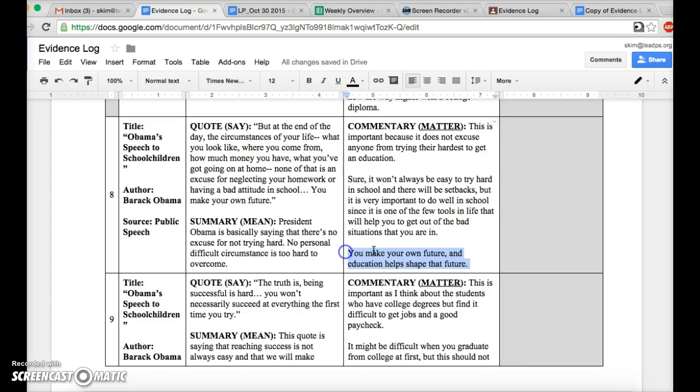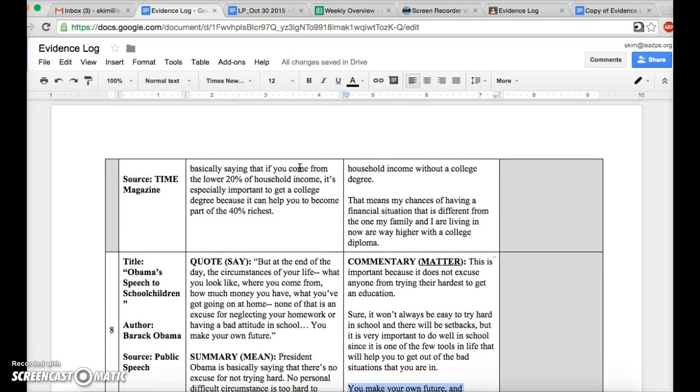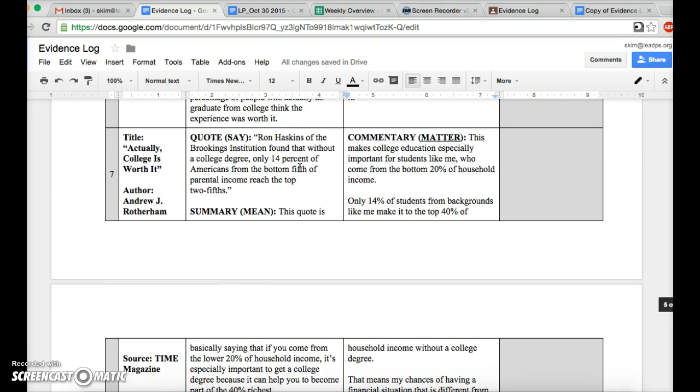So this person has come to a larger conclusion from this one quote that we started to look at. This person has also found more reasons than just financial to get an education. It makes us better people. One more example of thoughtful commentary.